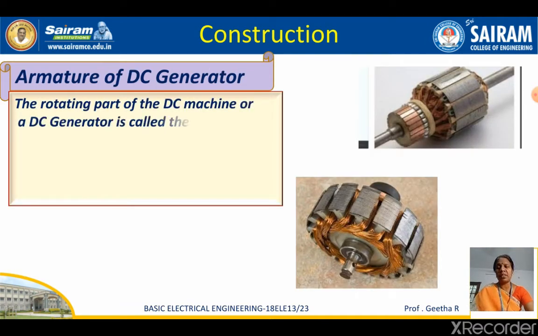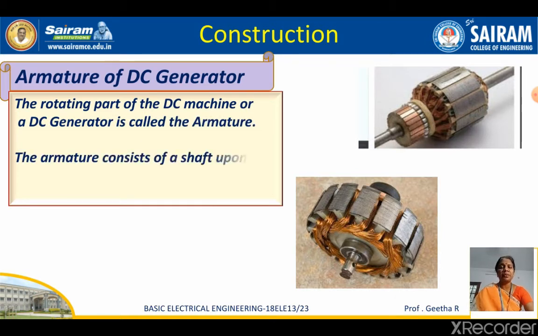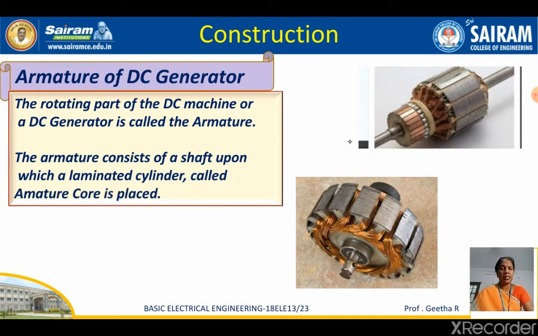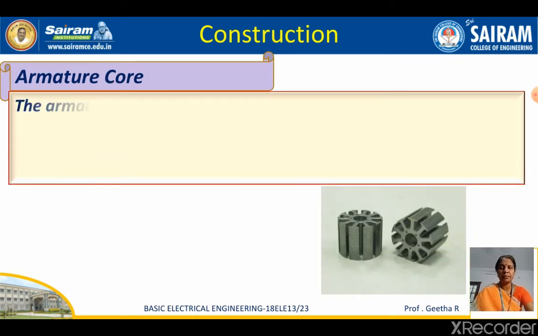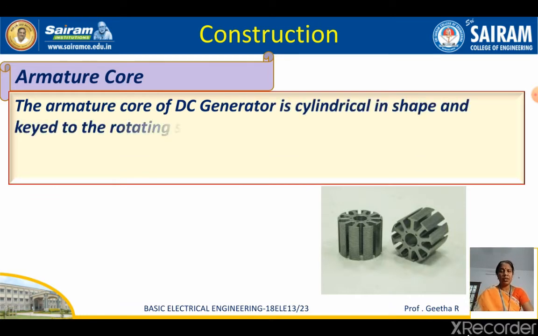Next comes the armature of a DC generator. Just see here the armature fixed to the shaft. From this you can conclude that the armature is the rotating part here, the rotor. Here also two rotors or armature systems with different dimensions are shown. The rotating part of the DC machine or the DC generator is called the armature. The armature consists of a shaft upon which a laminated cylinder called the armature core is placed. So you can see the armature core here.